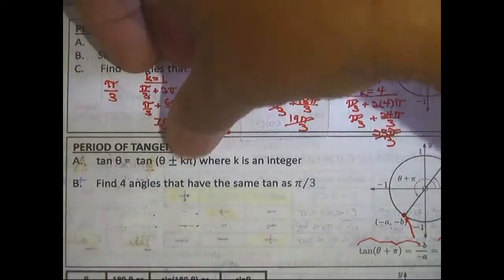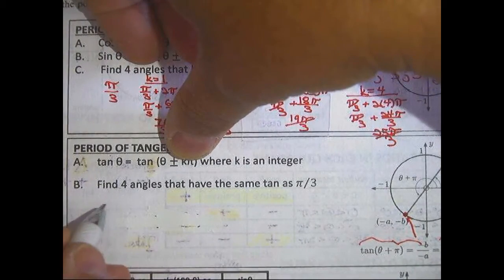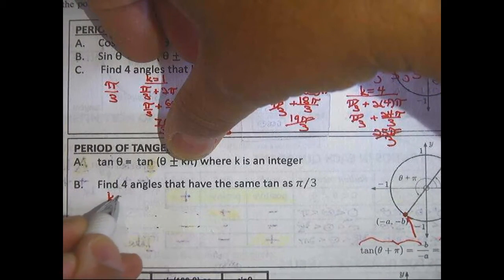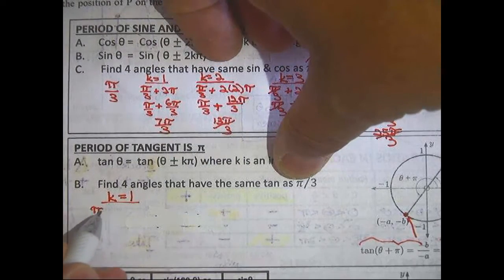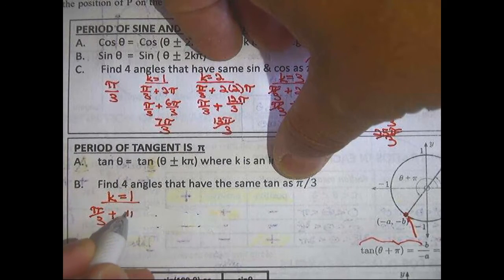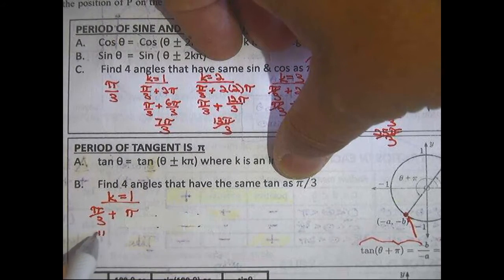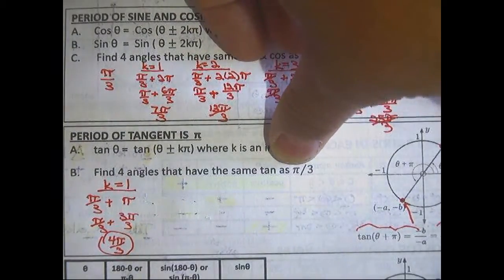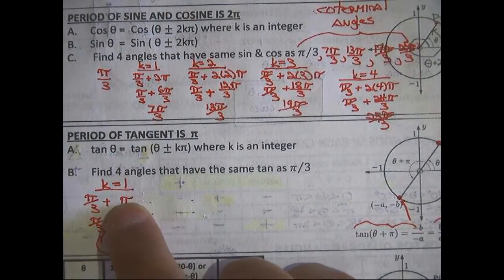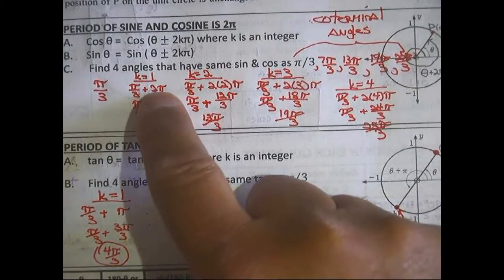So for tangent, I just add pi every time. So if k was equal to 1, I would have pi over 3 plus pi. So that's pi over 3 plus 3 pi over 3. That's 4 pi over 3. That's going to have the same tangent value. So you're only adding pi instead of adding 2 pi.